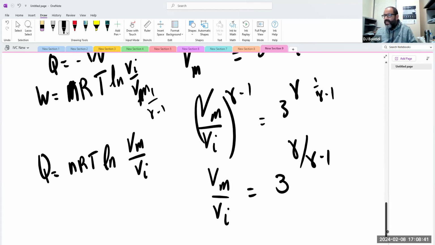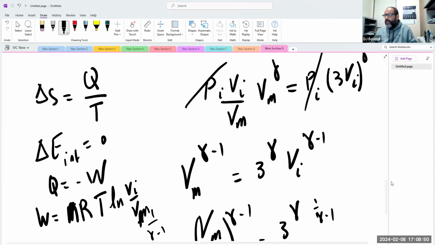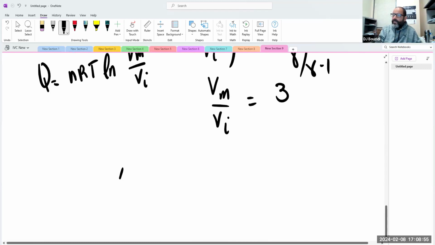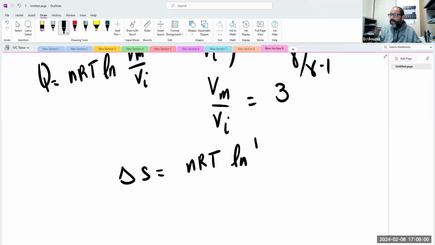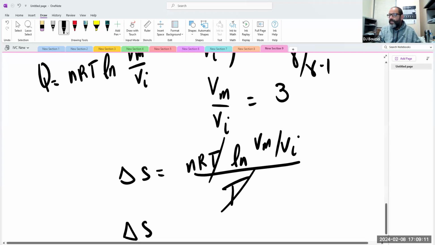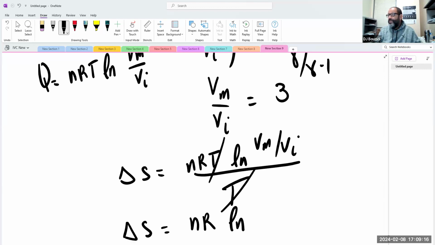We have everything. We have that ratio. It's 3 to this power, okay? But don't forget, we need Q over T to get to the entropy. The entropy is Q over T, not Q. So the change in entropy, delta S, I'm sorry, is equal to nRT ln of Vm over Vi over T, get rid of the T. That's good, we don't know it and we don't care for it. So at the end, we have the entropy as equal to nR times the ln of this ratio. And this ratio, we just computed it, 3 to the power gamma over gamma minus 1.